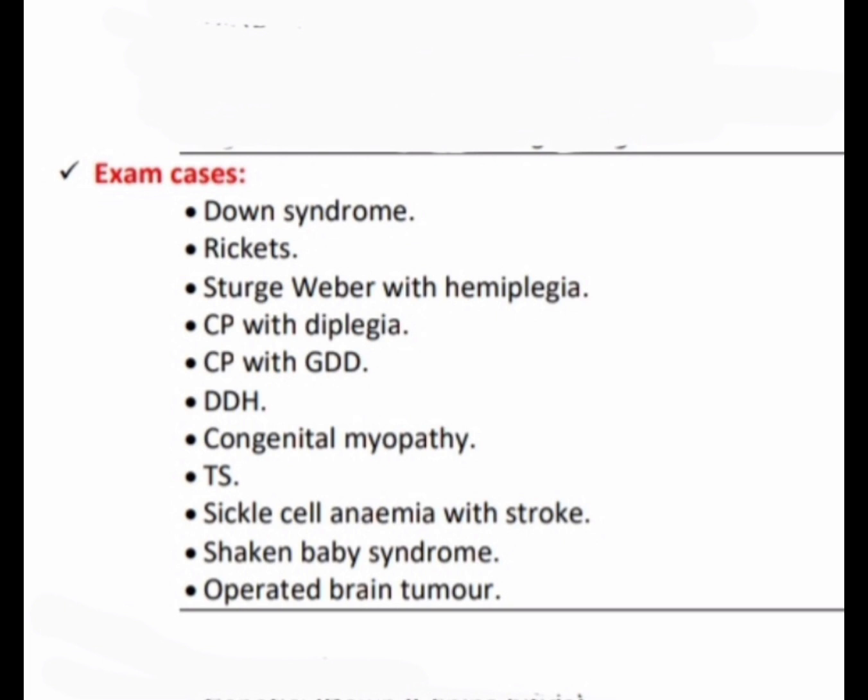Sickle cell anemia and stroke. So sickle cell anemia, we know the child will be anemic and it presents with stroke, sudden pain, dactylitis, these are. Shaken baby syndrome, there can be a history of some trauma, someone shook him or something happened. So past history we ask. Operated brain tumor, that is any tumor operation done, we ask about the surgery, any surgery done or not, then we exclude that.